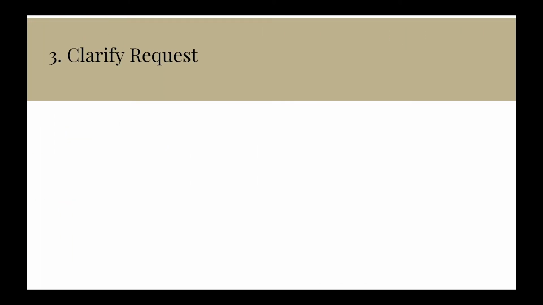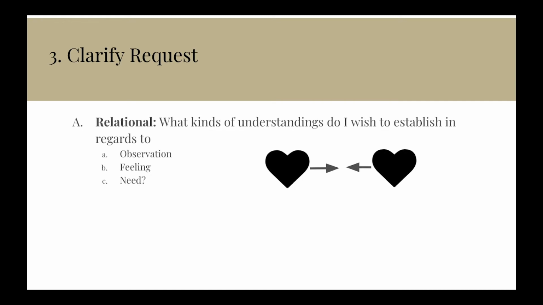And the third thing that you want to do is to clarify your request. Ask yourself, what would resolve this situation? Now, there are two layers of request. One is relational and the other is logistical. For a relational request, you want to be asking yourself, what kinds of understandings do I wish to establish with the other person in regards to observations, feelings, and needs? Is there certain information that, if shared and understood, can lead to better connection between you and the other person?